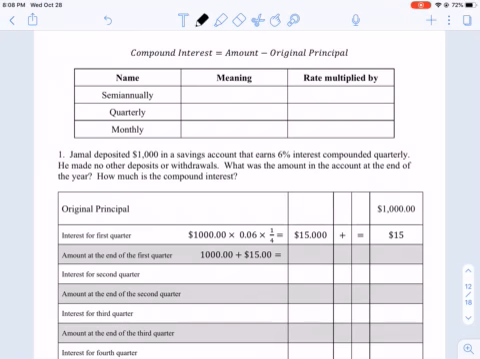So semi-annually means twice per year. Quarterly means 4 times per year. And monthly, well, you already know, is 12 times per year.